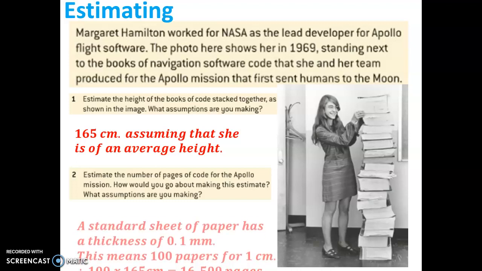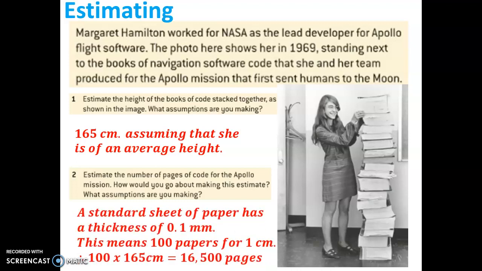In this case, it's important to begin with a feel for how thick one page is. One piece of paper, a standard thickness of paper, is 0.1 millimeters in thickness. That would mean there's 100 papers for 1 centimeter. And if she's 165 centimeters, then I do 100 times 165 to get 16,500 pages. I wonder, is that close to what you came up with?